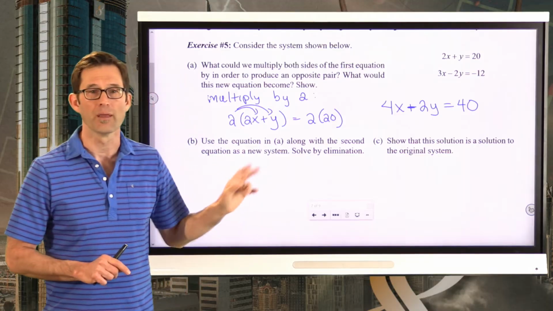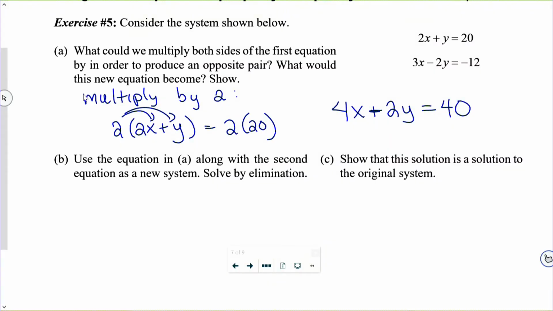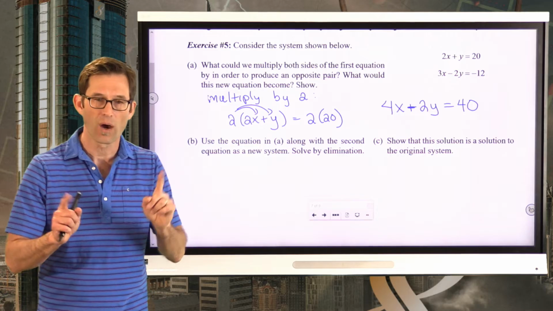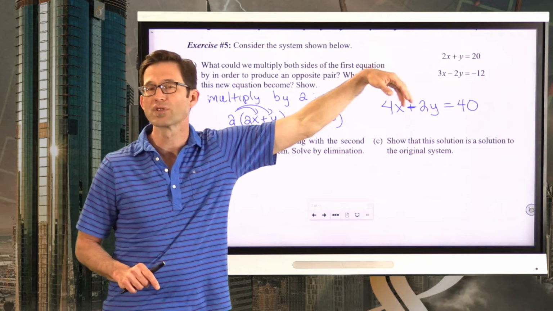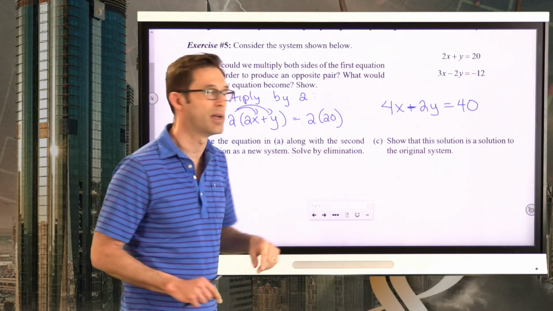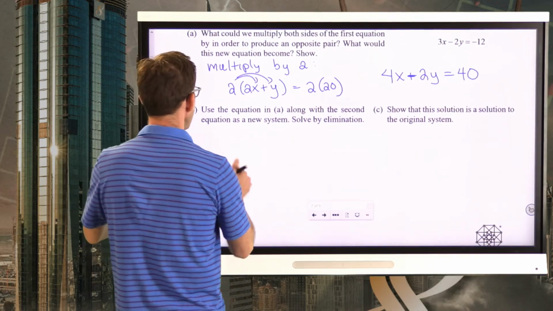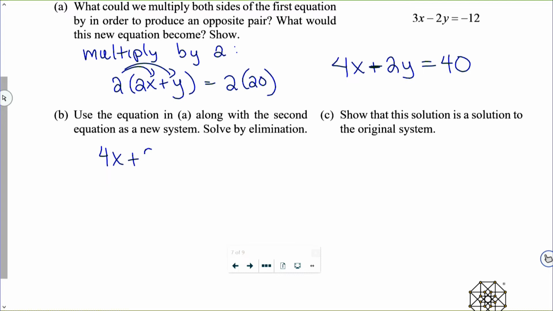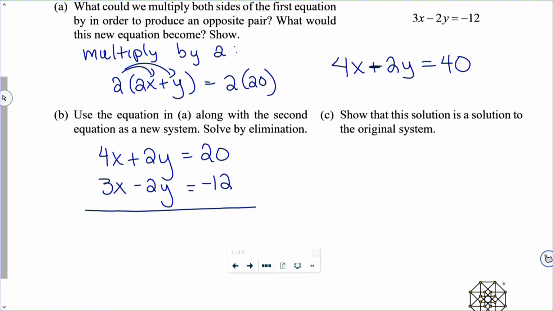Now, let's take a look at letter B. Use the equation in A along with the second equation as a new system, solved by elimination. In other words, I'm now going to take that first equation and forget about it for a moment, and use this equation and this equation as my system. So let me write down that 4x plus 2y equals 20, and that 3x minus 2y is equal to negative 12. Oftentimes people will put a line under the system almost like they're doing an old-fashioned problem.